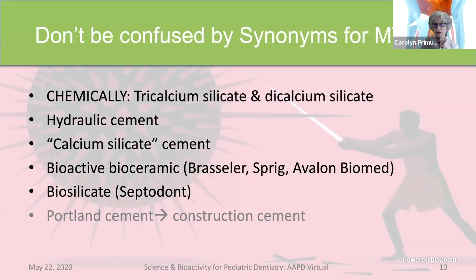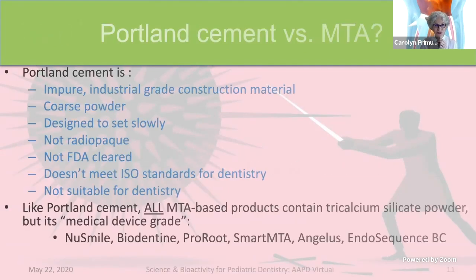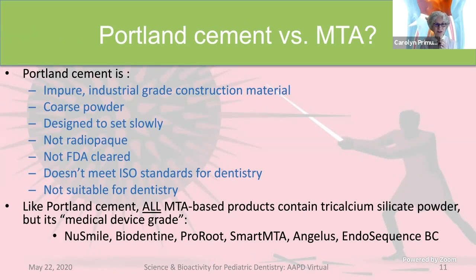Now, some people have tried to further confuse dentists by saying these are just Portland cement. But from my point of view and my training, Portland cement is really used to denote construction cement. And dentistry has carved out something different than construction cement, because when you buy Portland cement, it's really impure. It's very cheap. It's an industrial grade material that's used for construction. It's a very coarse powder that no dentist would like to use for a cement.